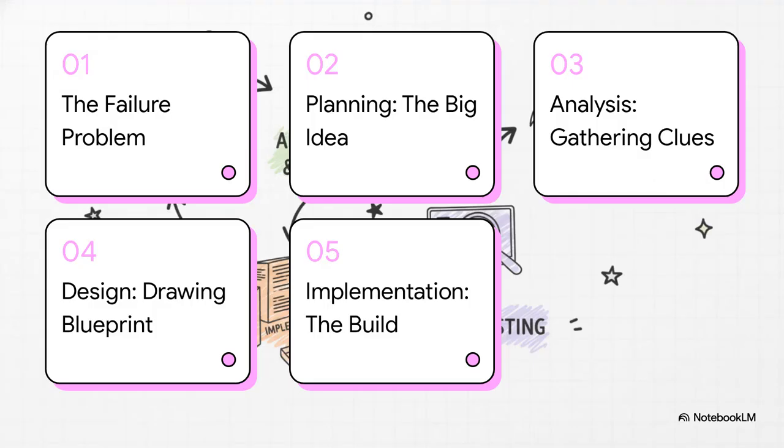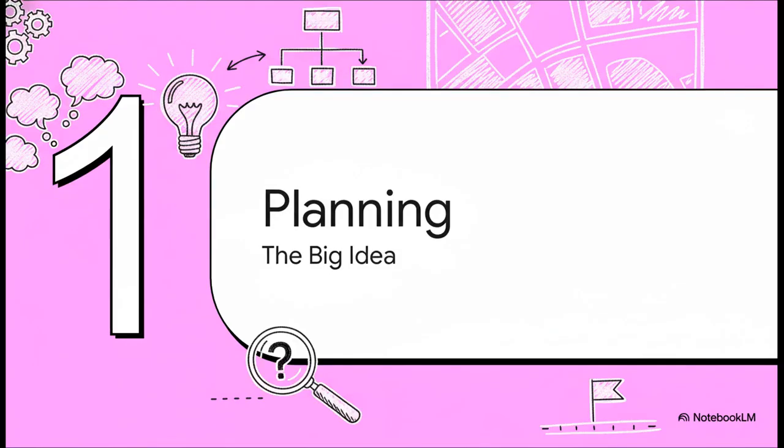So in this explainer, we're going to walk through the 4 main phases of this life cycle. We'll start with planning, where the big idea gets hashed out. Then we'll move to analysis, which is like the detective work phase. After that, it's design, where we draw up the actual blueprint. And finally, implementation, the big build. All right, let's dive into phase 1, planning. This is all about the big idea.